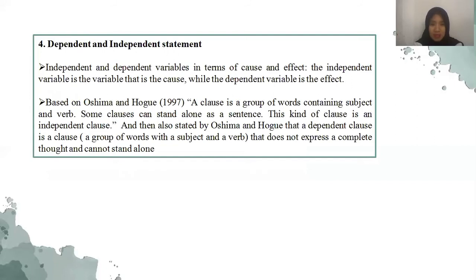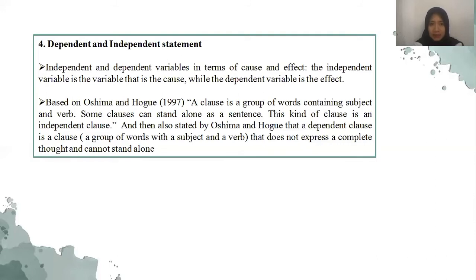And then dependent and independent statements. Independent and dependent variables in terms of cause and effect. The independent variable is the variable that is the cause, while the dependent variable is the effect. Based on Oshima and Hogue 1997, a clause is a group of words containing a subject and verb. Some clauses can stand alone as a sentence. This kind of clause is an independent clause. And it is also said by Oshima and Hogue that a dependent clause is a clause or a group of words with a subject and verb that doesn't express a complete thought and cannot stand alone.